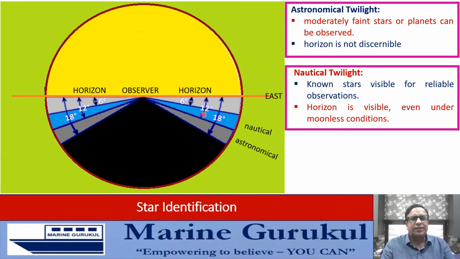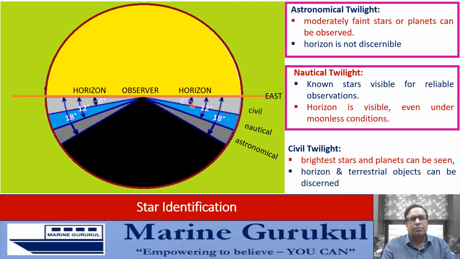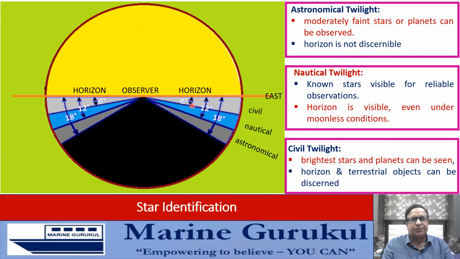Now, when the sun center reaches 6 degrees below the horizon, that is the beginning of the civil twilight. During civil twilight, only the bright or very bright stars and planets can be seen because the light has further improved. Horizon is not an issue because that becomes even more clear. So during the civil twilight period, yes, if the stars or planets are visible in the sky, they can be very conveniently used for taking observations.